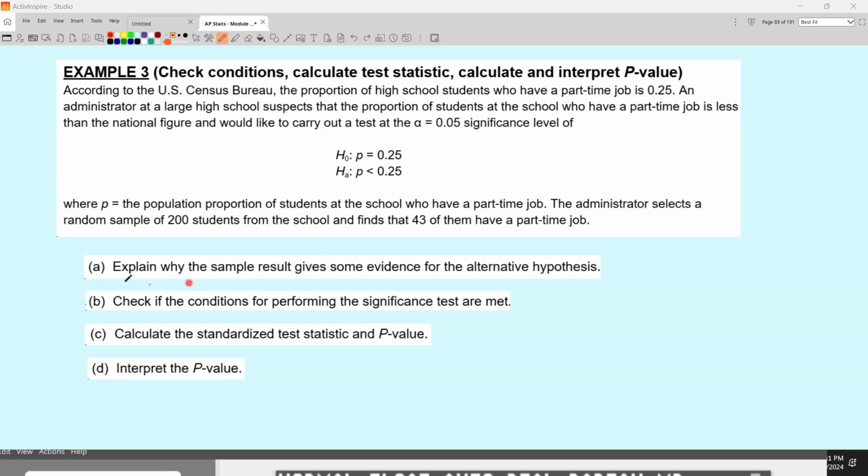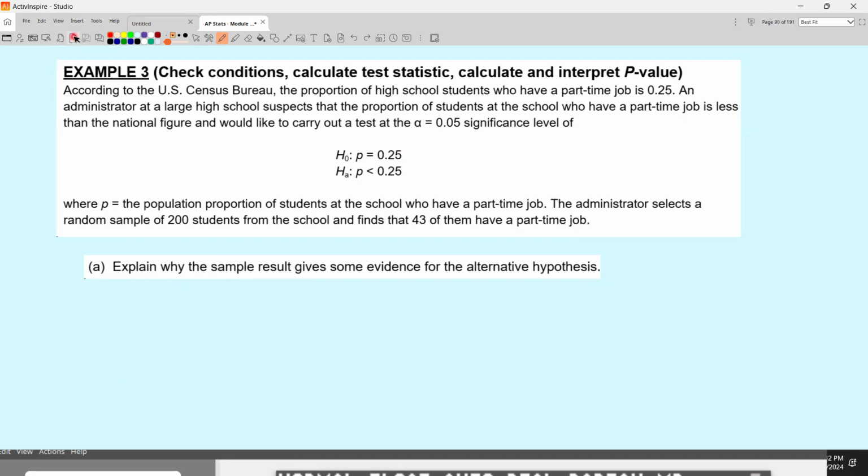The administrator selects a random sample of 200 students from the school and finds that 43 of them have a part-time job. We have to do four things here. Explain why the sample result gives some evidence for the alternative. Check if the conditions are met. Calculate the standardized test statistic and interpret the p-value. So let's go through all the steps.